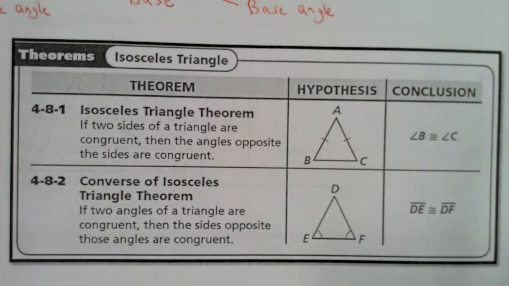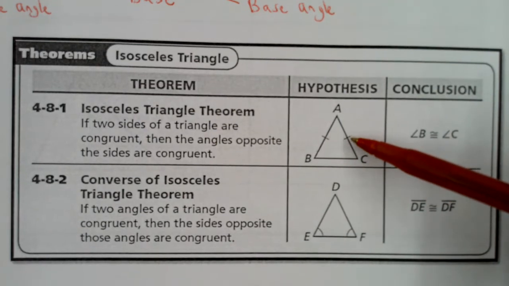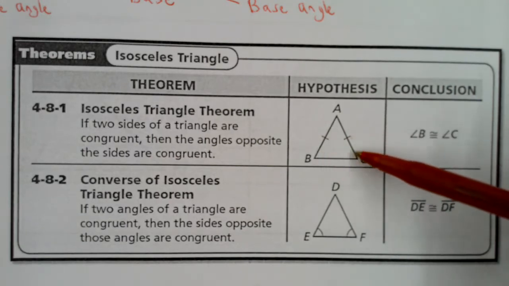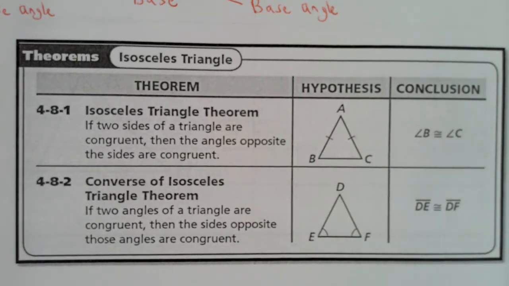So in this diagram right here, if these two sides are congruent, because they're labeled with one tick mark each, then it means that this angle is congruent to this angle, because the angles opposite the congruent sides are congruent.